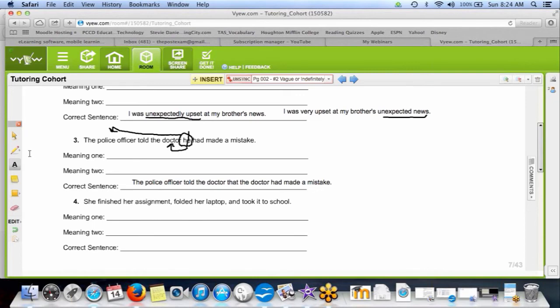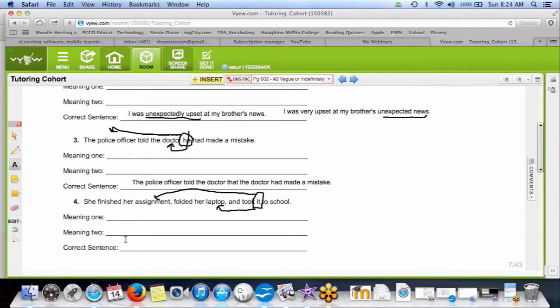And then our last example here: she finished her assignment, folded her laptop, and took it to school. Well, that's our problem, right? Because it is a singular concept. We have two things that could have been taken to school. We have assignment, or we have laptop. I don't know if she took her assignment to school. I don't know if she took her laptop to school. So it is unclear.